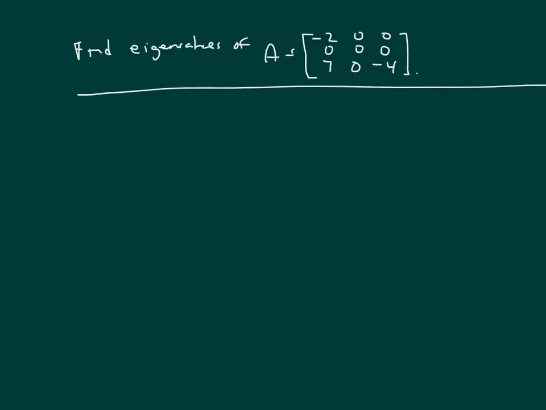Our method for finding eigenvalues is to find the characteristic polynomial, and the characteristic polynomial is given by the determinant of A minus lambda I, and then we set it equal to 0 and solve for the roots. All right, so the first thing we want to do is find A minus lambda I, and A minus lambda I would be negative 2 minus lambda. Basically what happens is you're just going to take the entries along the diagonal and subtract lambda on those.